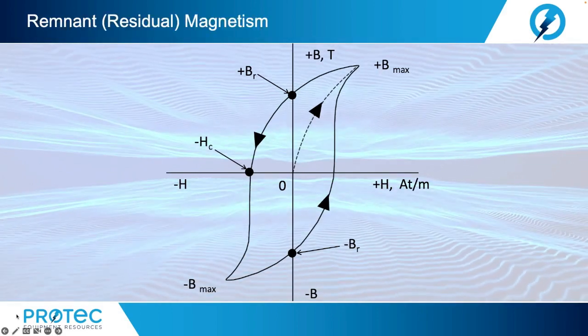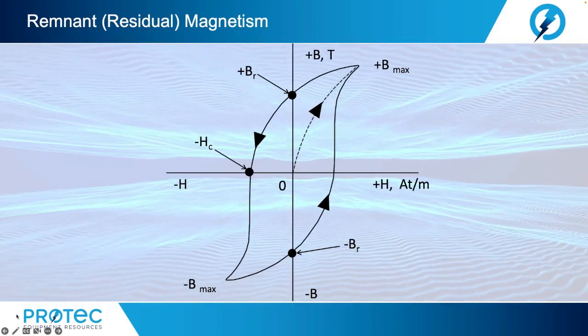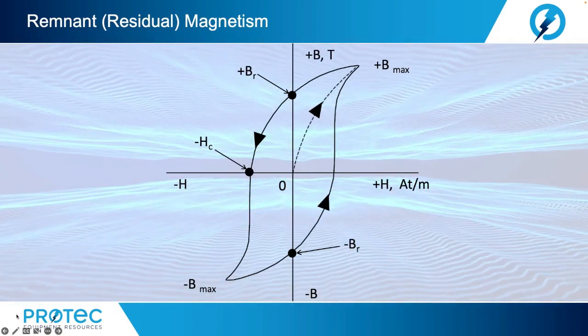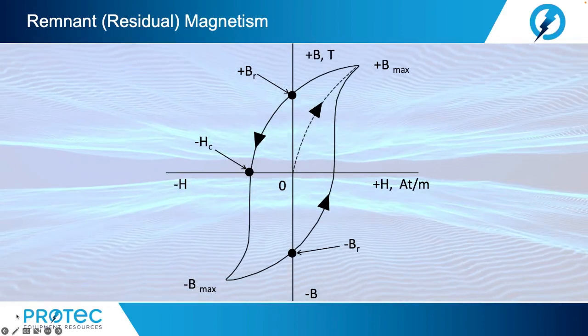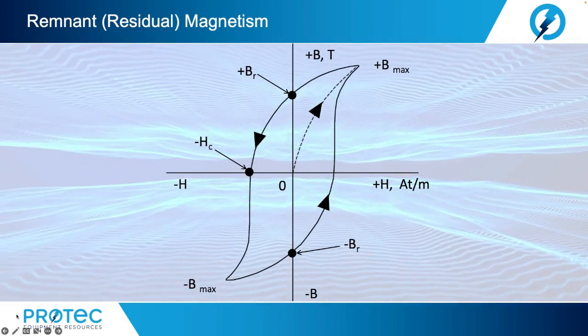A magnetic core of power transformers is found very often in a magnetized state. This magnetism is called remnant or residual magnetism, and it has undesirable effects on transformer operation.